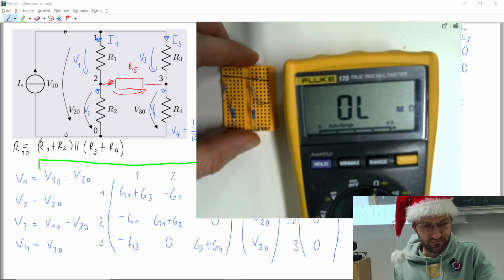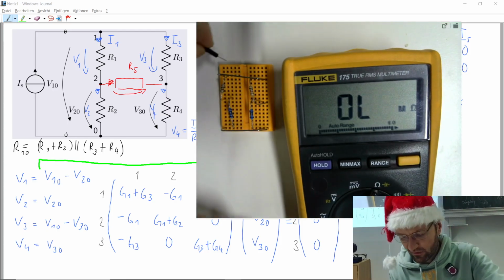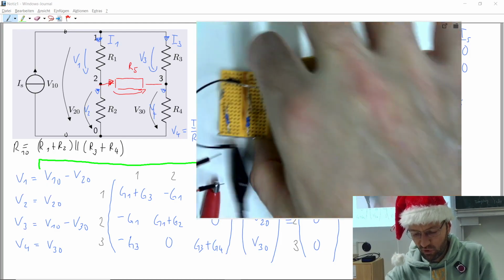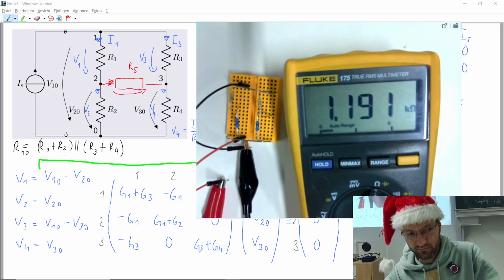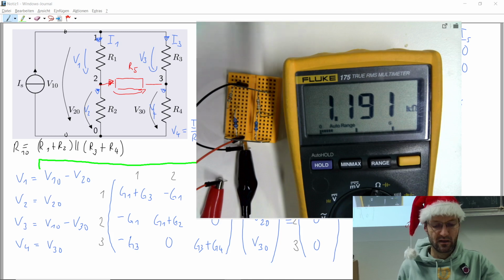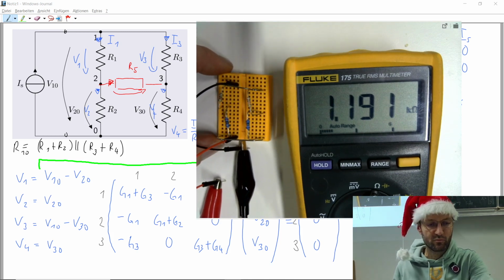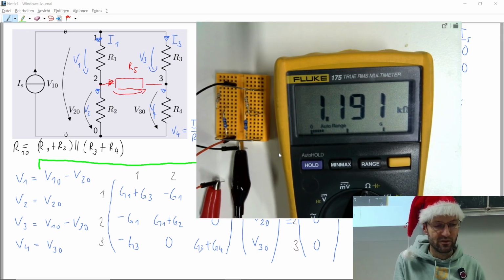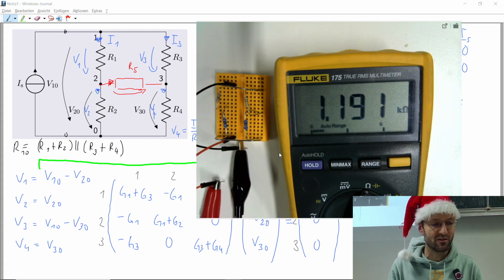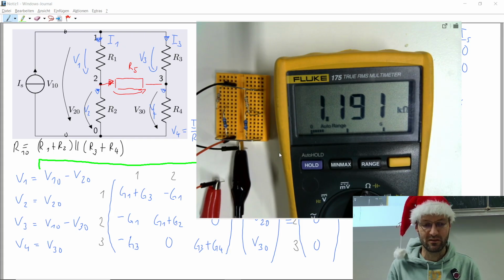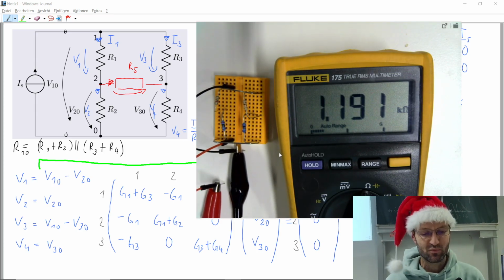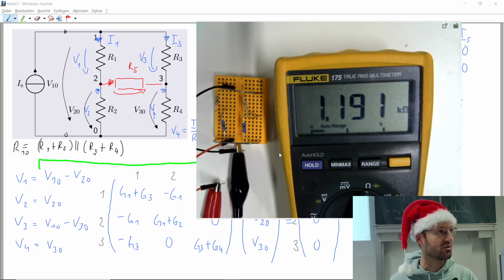There's my multimeter, and there the camera is focusing. Now if I measure the total resistance from the top to the bottom, I get approximately 1.2 kilo ohm, as we calculated in our nodal analysis and by hand, right? So this somehow works. Of course it's not exactly 1.2 kilo ohm, it's a little less, because as we've seen, these 1 kilo ohm resistors are missing some tens of ohms.